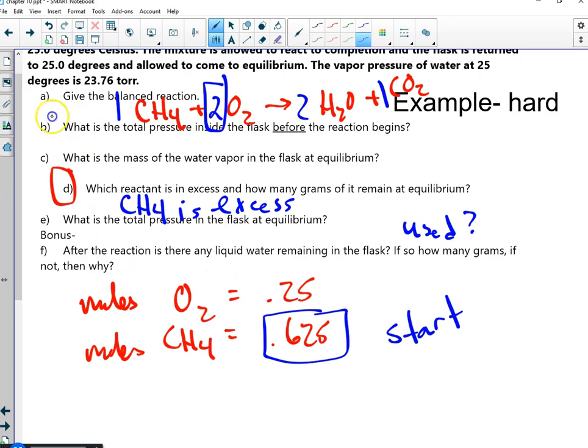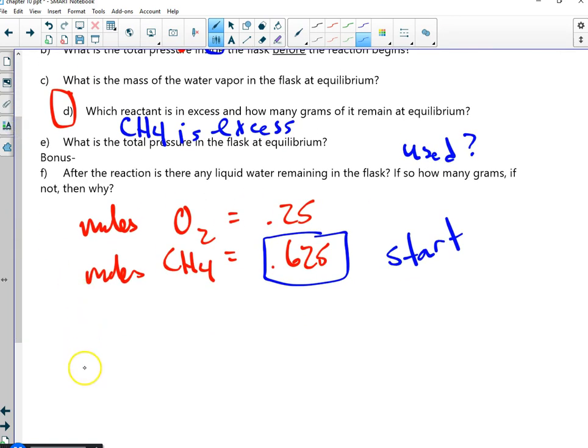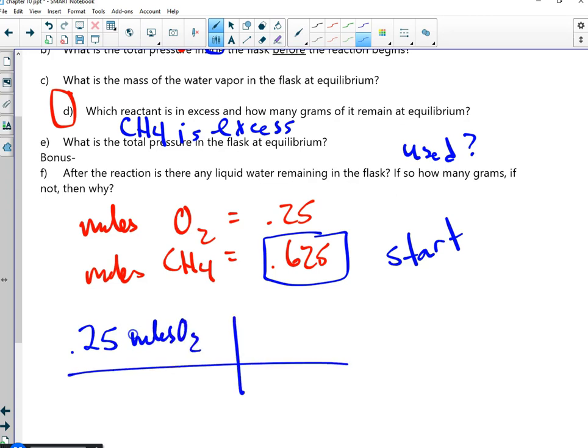Now, yesterday I didn't do this in a picket fence. I will today because I think some kids got lost right here. So I take my limiting reactant, which was 0.25 moles of O2, and I solve for moles of CH4. You okay with that? And that is the used. Yesterday we just did this in our head, and I don't know that that was a good idea.